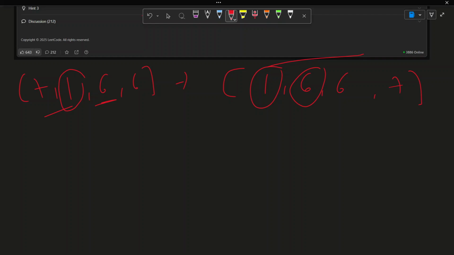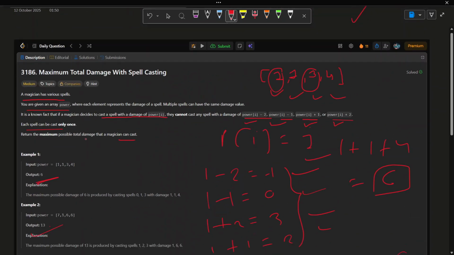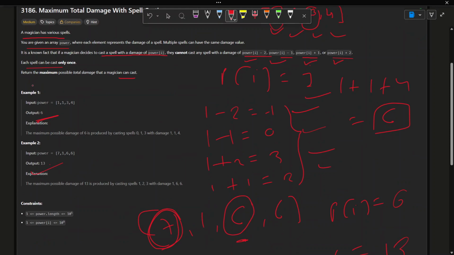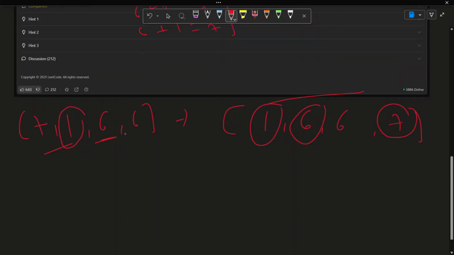Okay, then here I am thinking, so if we consider 7 means bigger value, so greedy approach can work. Means we need to maximize our answer. Yes, in our question it is defined: return the maximum possible total damage that the magician can cast. Means for maximum return damage value.